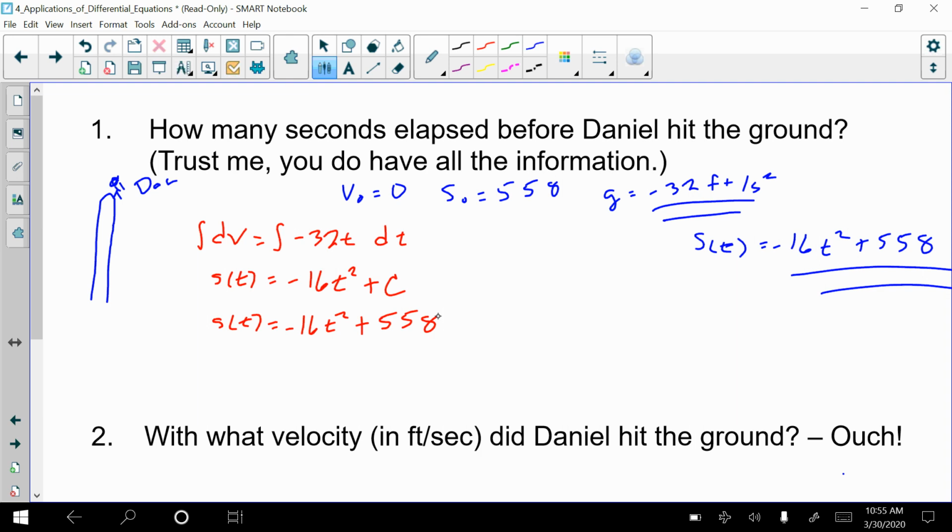But either way, however you came up with the equation, now let's solve it and figure out what the time would be. So I'm going to set the equation equal to 0. I have 0 is equal to negative 16t squared plus 558, and we're going to solve this equation for t. So move the 16 to the left side, so it becomes positive 16t squared equal to 558. Divide by 16.